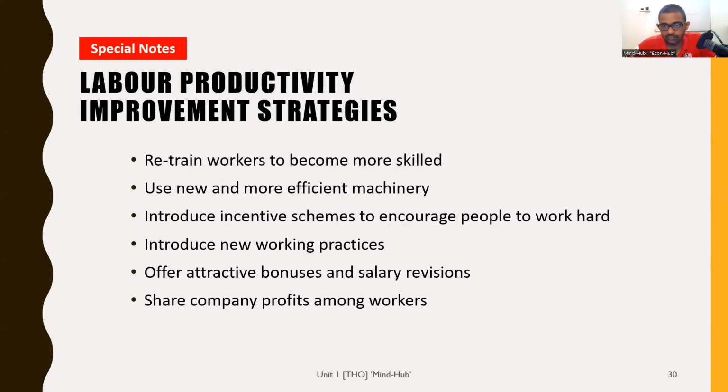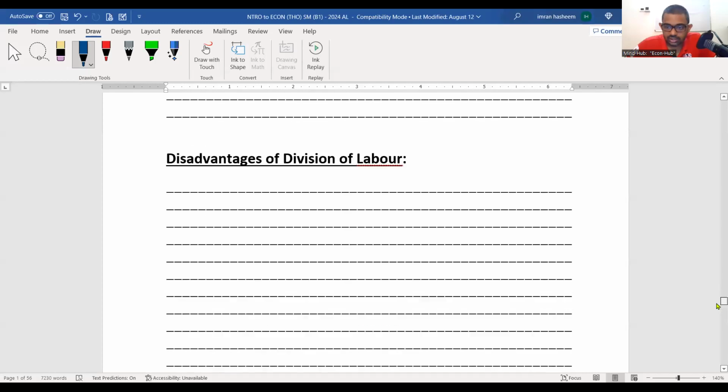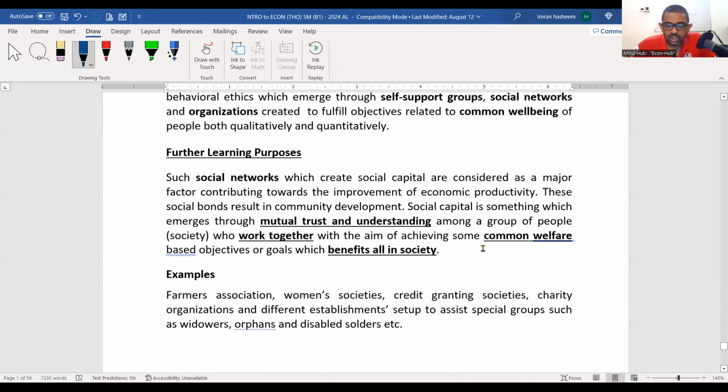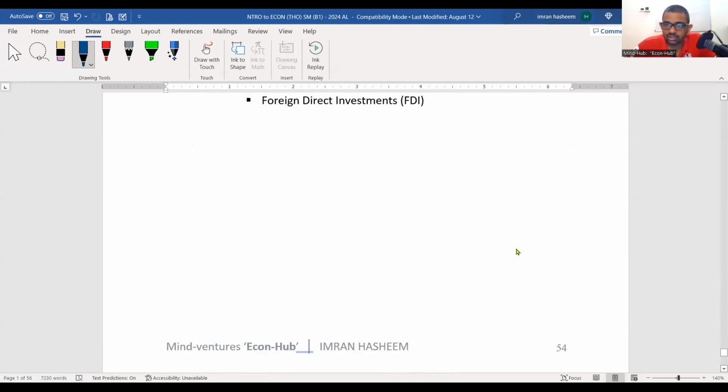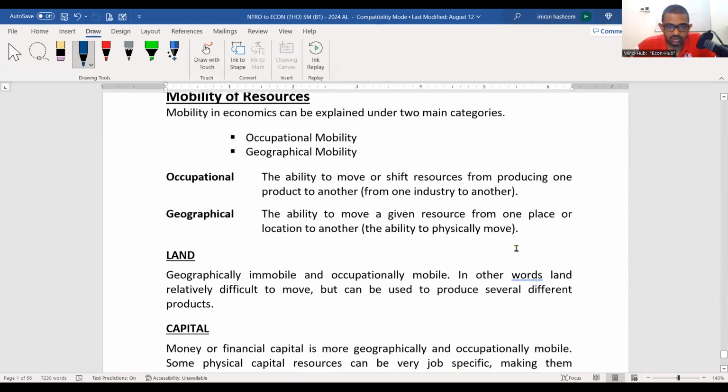That's all. Okay. Right. So before we quickly look at the THY case for learning key 4, let me jump to the study material a bit. Remember that you need to know a proper definition for division of labor, and specialization, which we discussed.